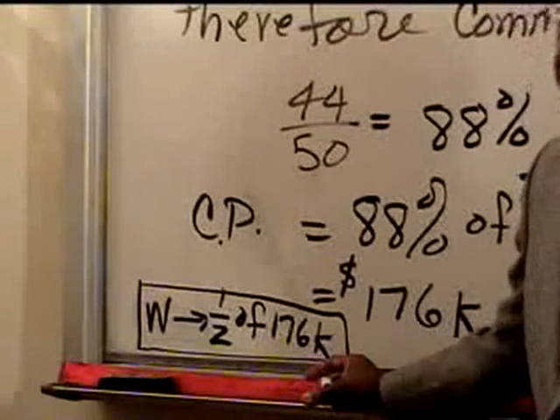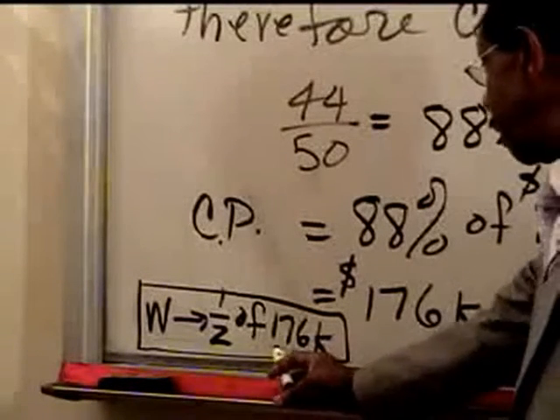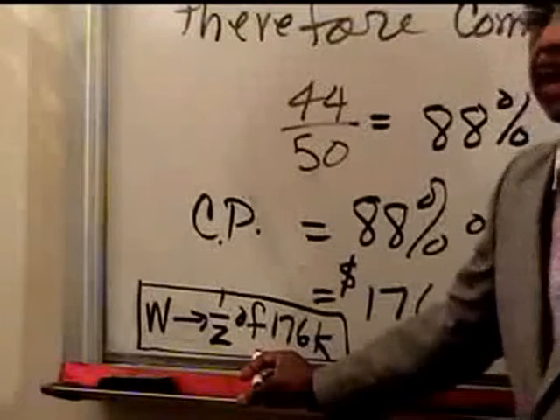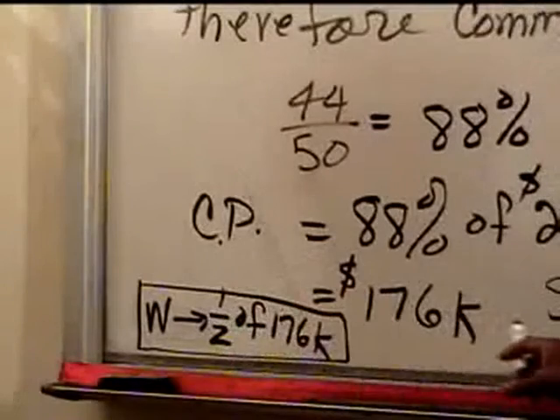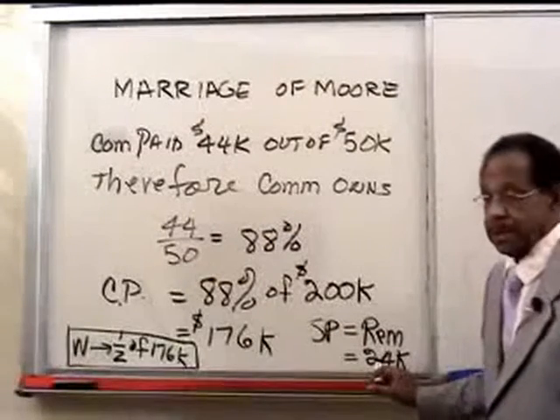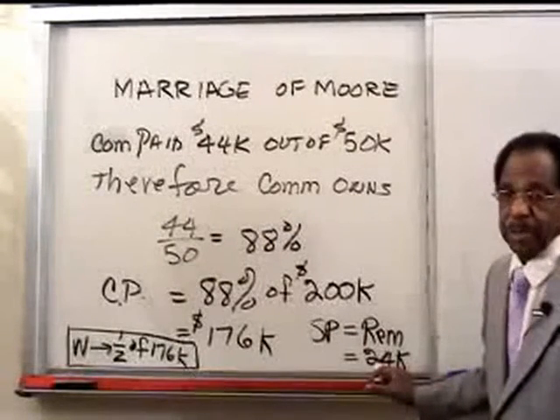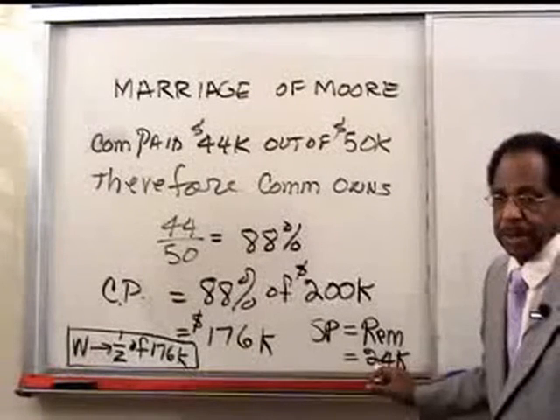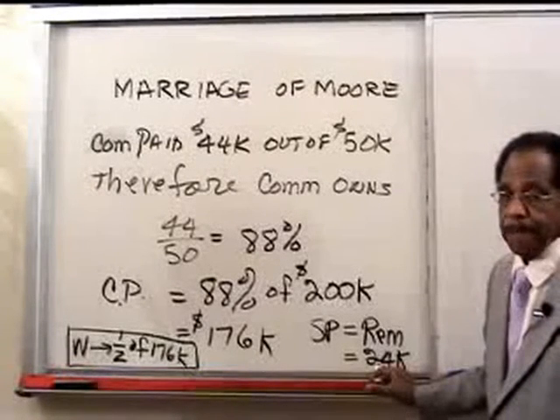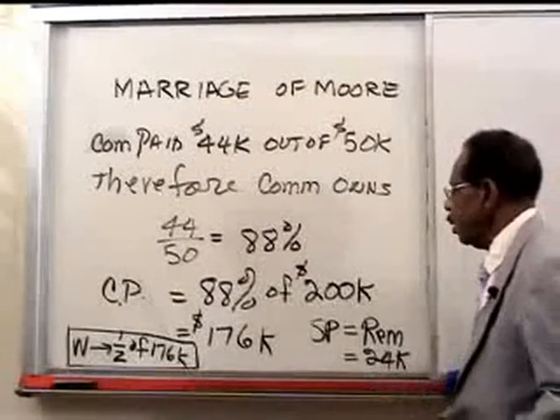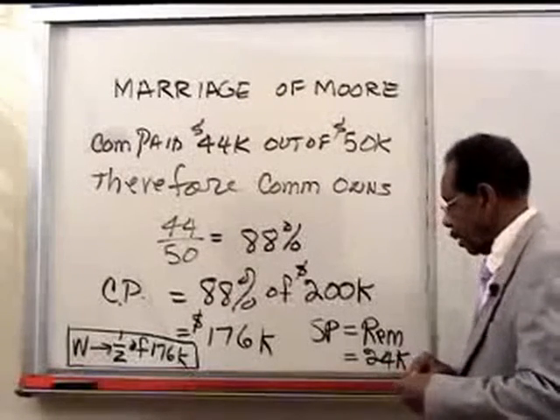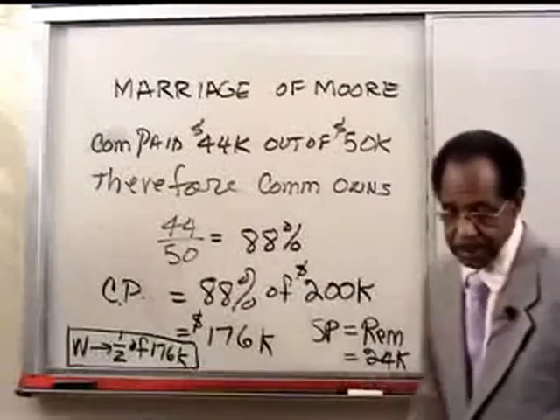Now H is going to get more. H is going to get his 1/2 of the 176,000, just like W, but H is also going to get the other $24,000. This really came from his $5,000 down, $6,000 that he had used separate property to put in. So that's how you do Marriage of Moore problems.